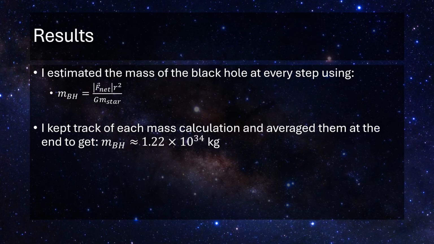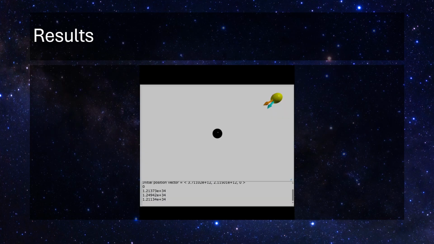I estimated the mass of the black hole at every step using this equation, which is just a rearrangement of the universal law of gravitation. And then at the end, when I averaged all the masses out, I got 1.22 times 10 to the 34 kilograms. Here's a video of the output of my code. So as you can see, there's the perpendicular and the parallel components of the force.